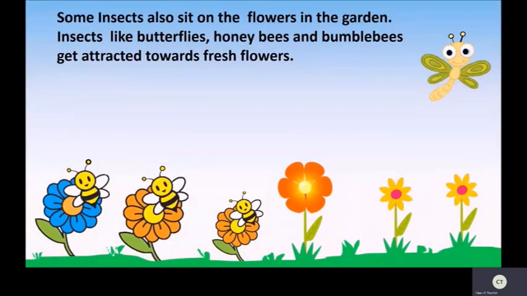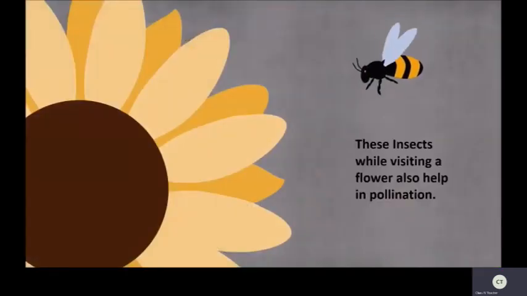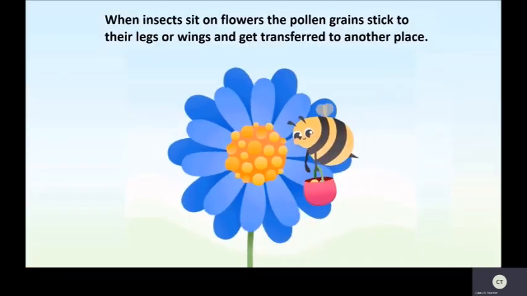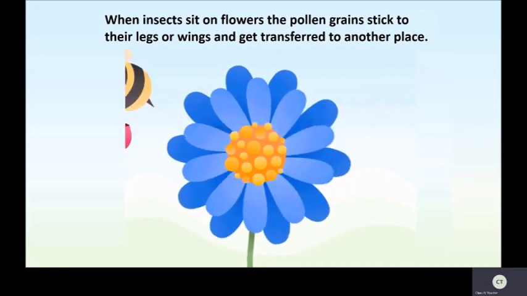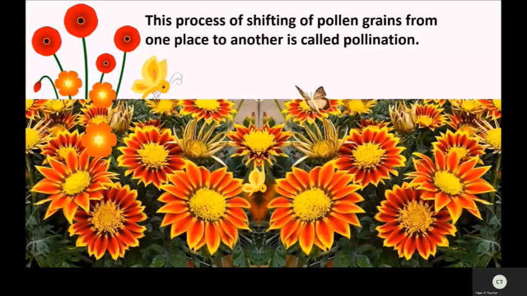Some insects also sit on the flowers in the garden. Insects like butterflies, honeybees, and bumblebees get attracted towards fresh flowers. These insects, while visiting a flower, also help in pollination. When insects sit on flowers, the pollen grains stick to their legs. This process of shifting of pollen grains from one place to another place is called pollination. This you will study in your higher classes.